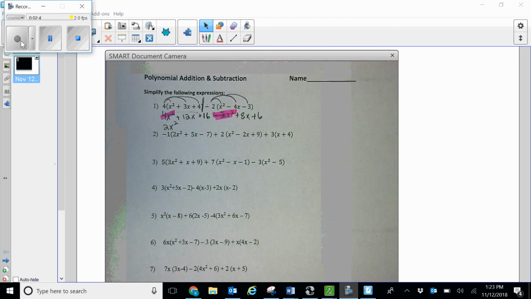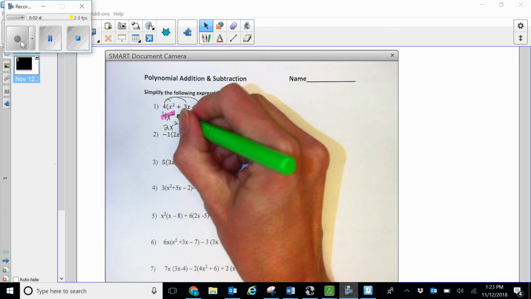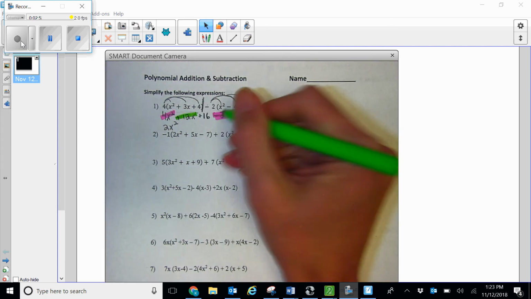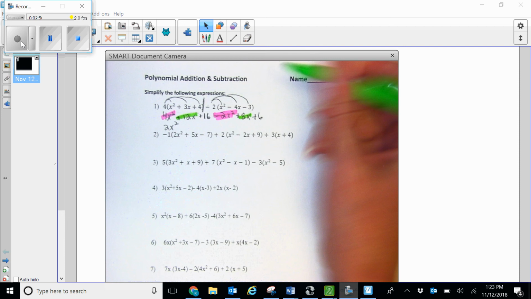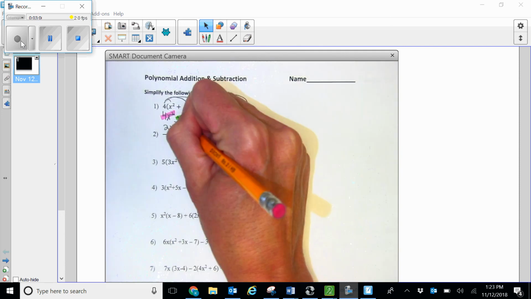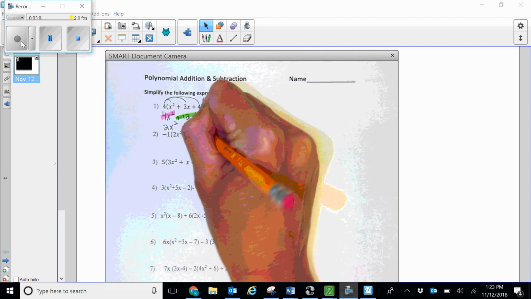Then I'm going to look to my next piece. I've got plus 12x. So I'm going to look through and find anything else that has an x. Well, I see plus 8x. 12 plus 8 gives me 20. So I'm going to have plus 20x.